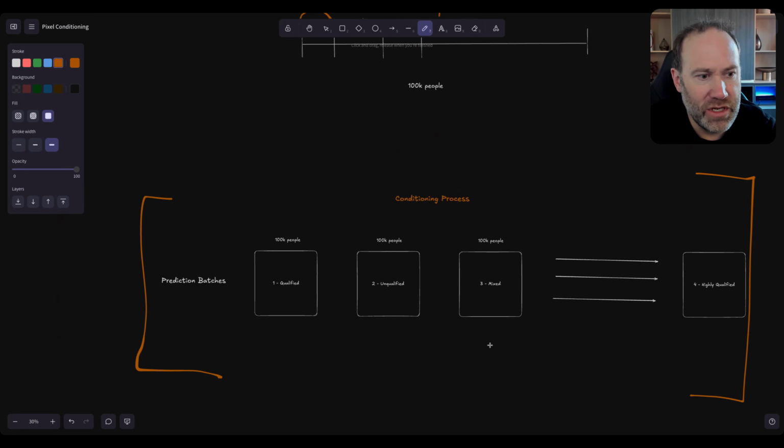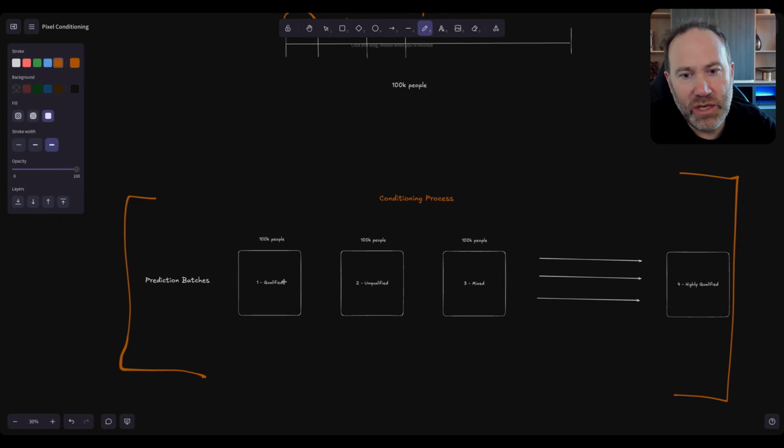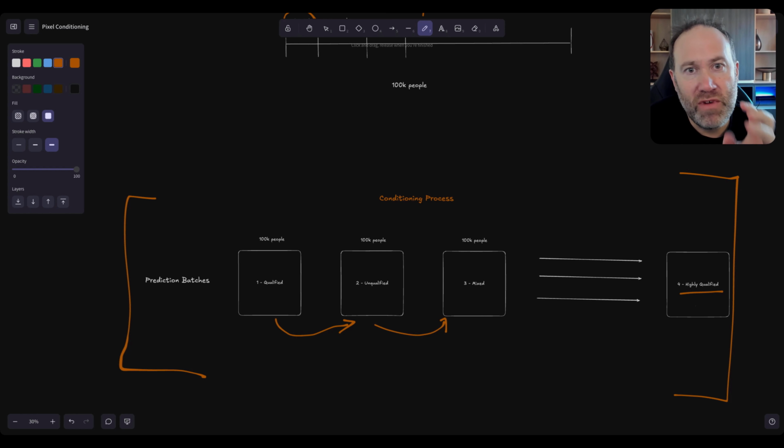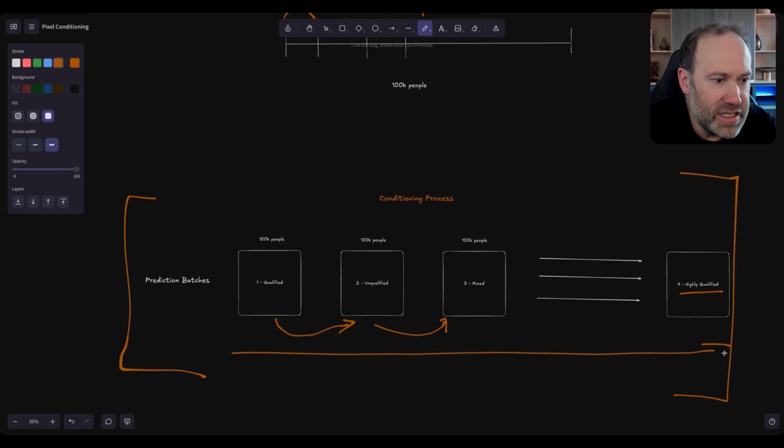So let me just zoom out here a little bit. The conditioning process is you've got to do that initial testing to gather that signal. You've then got to refine it in. And when you're sending back the right data, you can go into the promised land, the holy grail, where you've got a really targeted set of signals to allow Meta to find a whole group of highly qualified people.